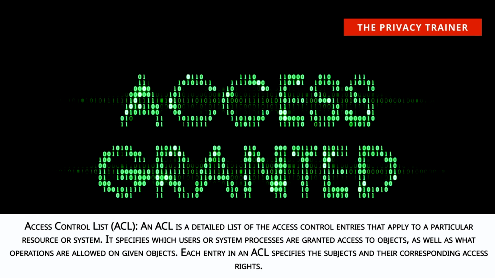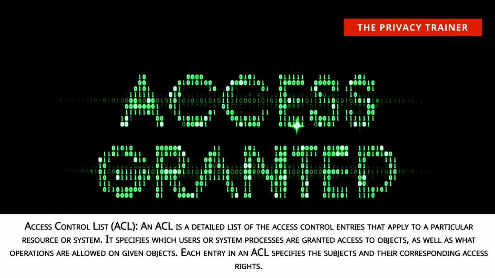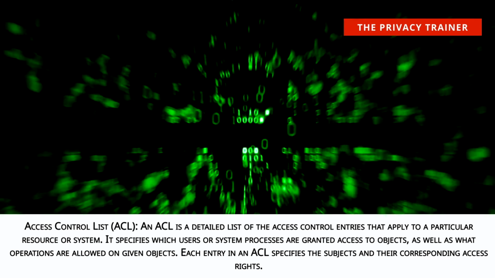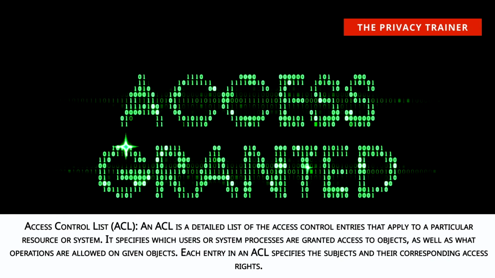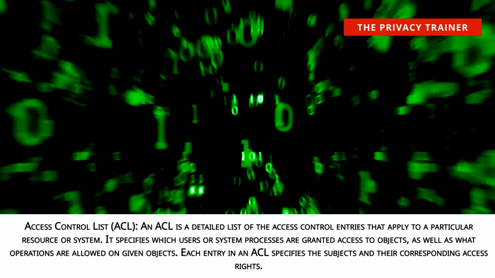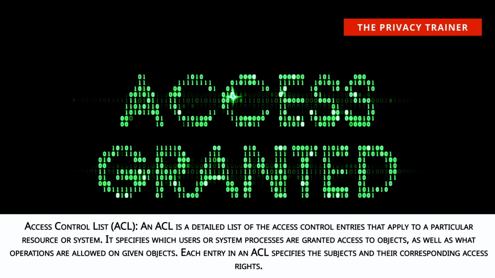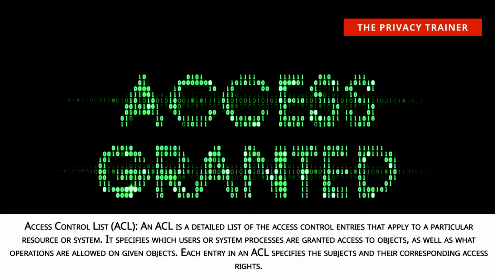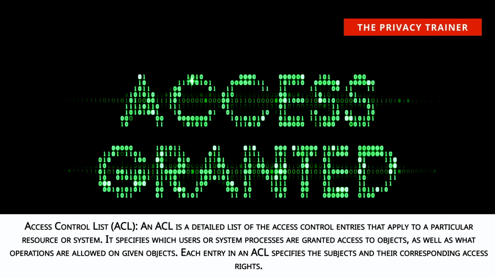Access Control List, ACL. An ACL is a detailed list of the access control entries that apply to a particular resource or system. It specifies which users or system processes are granted access to objects, as well as what operations are allowed on given objects. Each entry in an ACL specifies the subjects and the corresponding access rights.